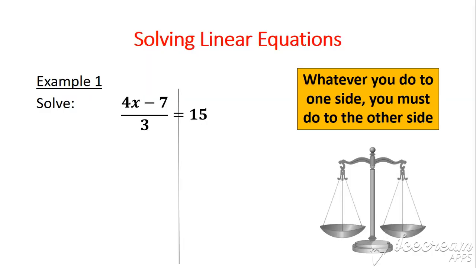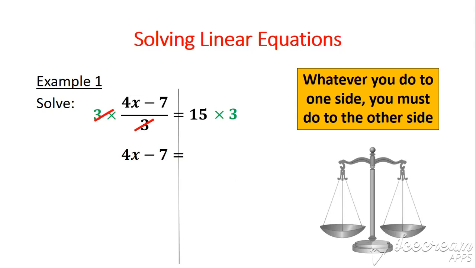Remember, the strategy we like to adopt is whatever you do to one side, you must do to the other. So we're going to solve this equation: (4x minus 7) all divided by 3 is equal to 15. Well, see that divide 3? We're going to multiply each side by 3 to get rid of a divide 3. So times 3 on both sides.